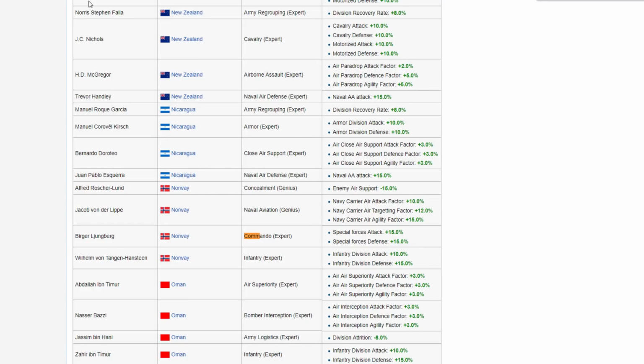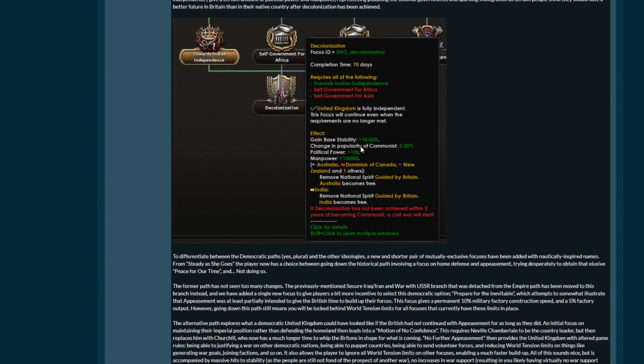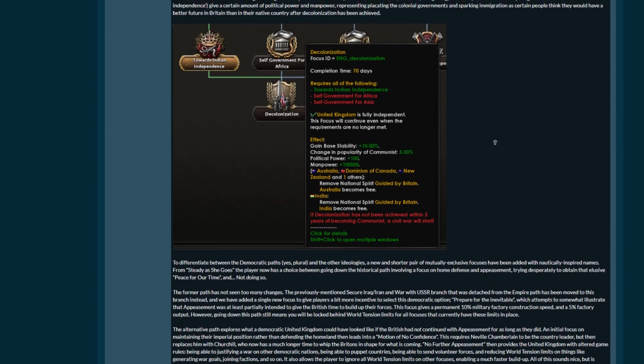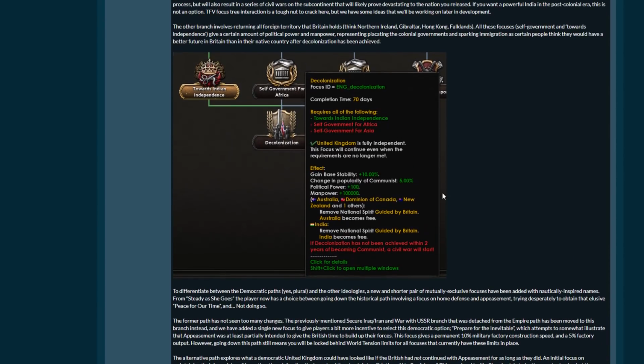The way they've explained this, let me go back to here, is not only does it give you extra stability, but as I said, it does have an impact on communism as well. You gain political power for it. I guess it makes sense, the political power, because you're releasing having to micromanage the colonies, aren't you? You can focus more on the UK, the interior.